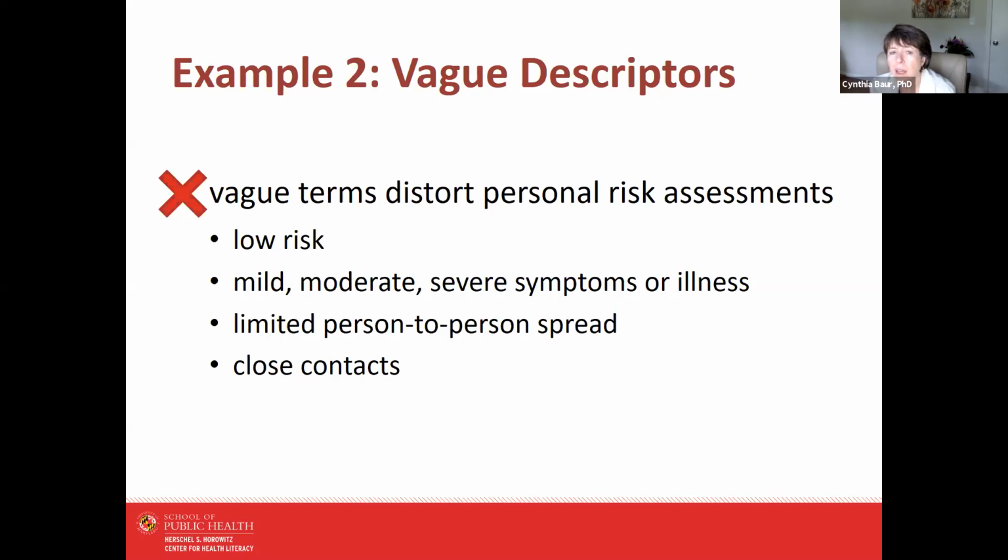So again, these vague descriptors left it really to us to fill in the details of what that might be. And that could result in people either underestimating the risk, which we saw a lot of through March and even into April, or, to a lesser extent, people overestimating the risk.